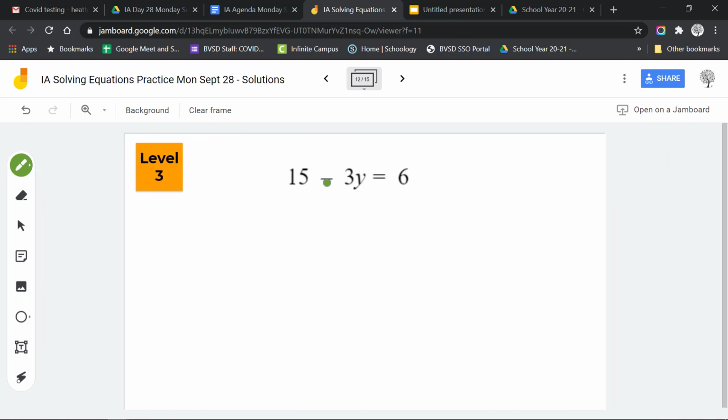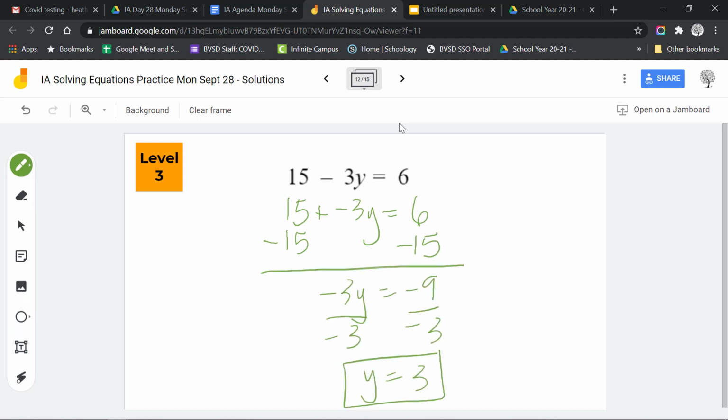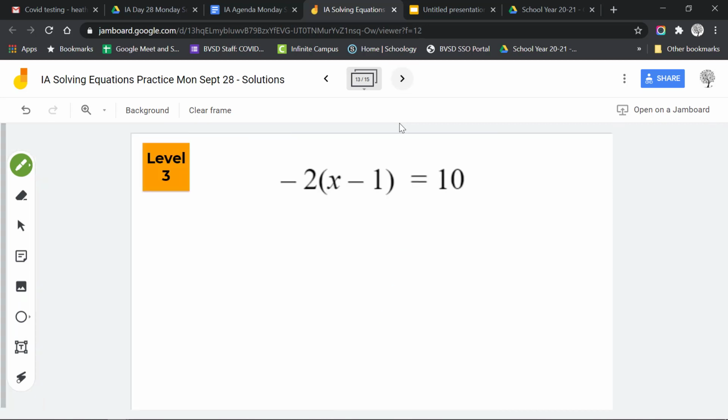All right, for this one, make sure that you realize this negative sign goes with the 3y. So I'm going to rewrite this as 15 plus negative 3y equals 6. And then I realize that this 15 is being added. It's a positive 15. So I want to make sure to subtract 15 from both sides. Plug that back in. 15 minus 3 times 3, so 15 minus 9 equals 6, and that works.